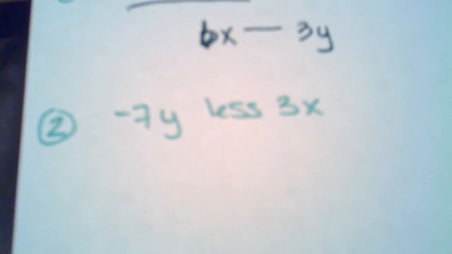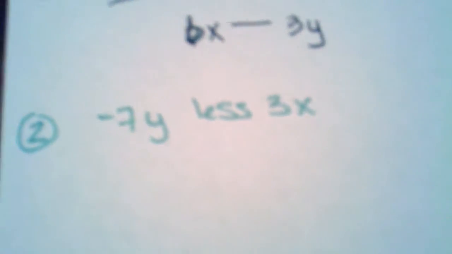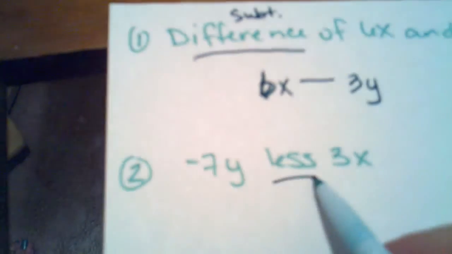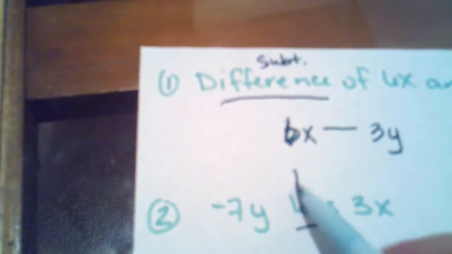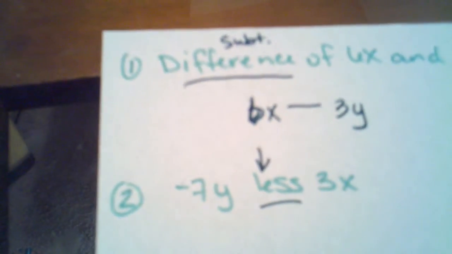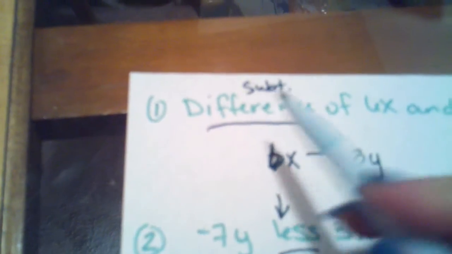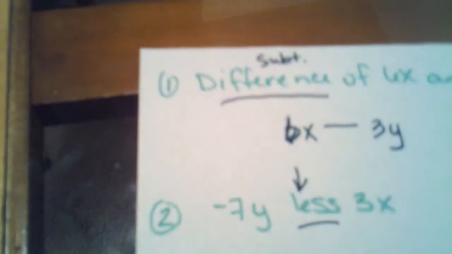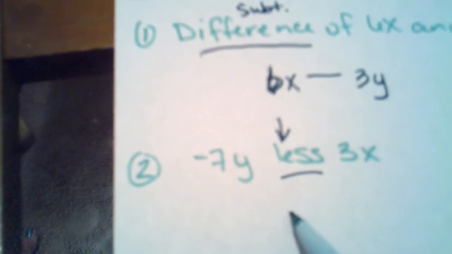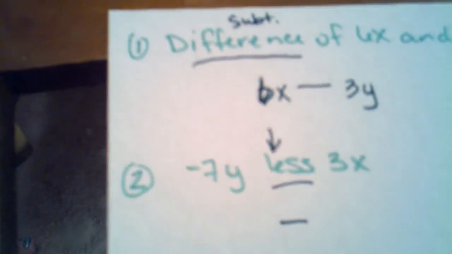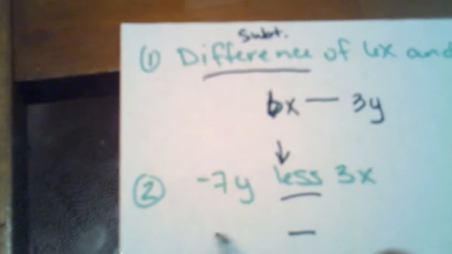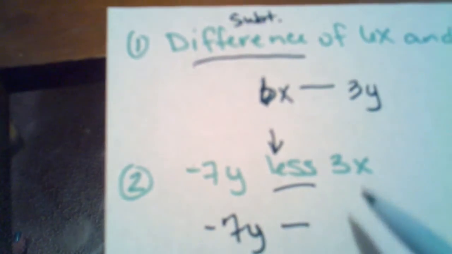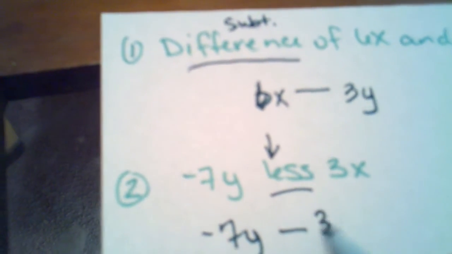Number 2, it said negative 7y less than 3x. Less meaning that the number is dropping, decreasing. Less, decreasing, meaning difference, which means subtraction. So again, on number 2, we are going to be subtracting 2 items. Those 2 items are negative 7y and 3x.